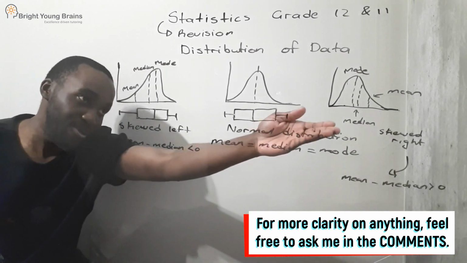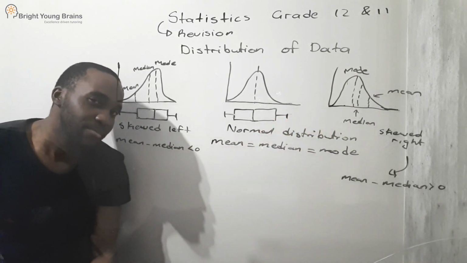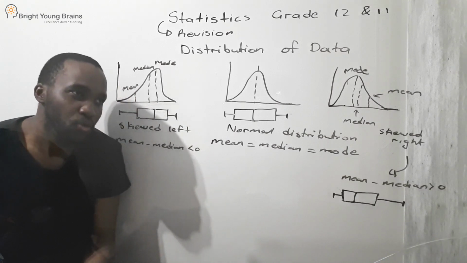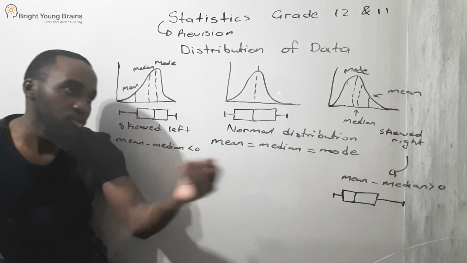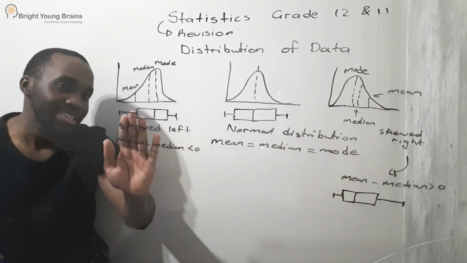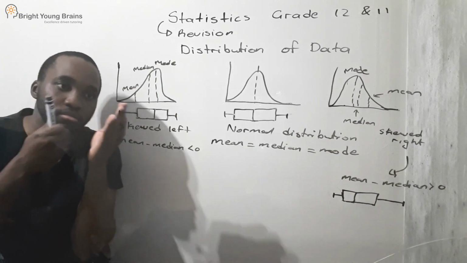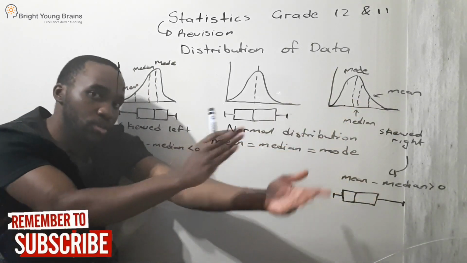However, for the one that's skewed to the right, we also need to draw a box and whisker diagram there quickly. There we go. Now we say the one thing to look for in terms of determining whether it's skewed to the left or skewed to the right is where the tail is going. You see the tail, it's going to the left, so it's skewed left. The tail is going to the right, so it's skewed to the right.